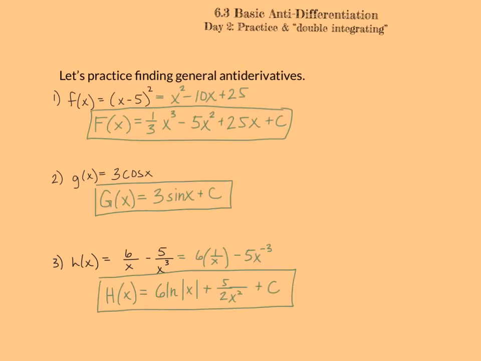Okay, please check your answers. Note for number 1, we had to multiply out x minus 5 times itself to get this. Then we could take the antiderivative. Don't forget your plus c.